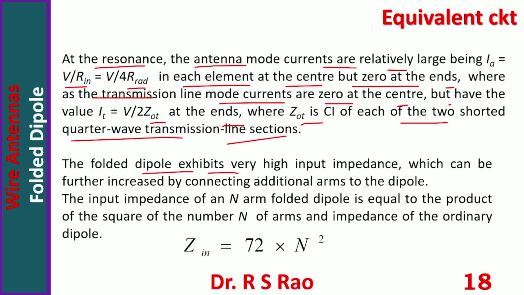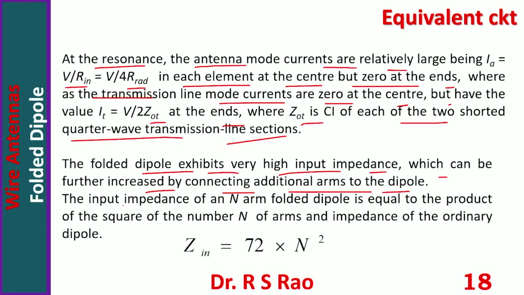The folded dipole exhibits very high input impedance, which can be further increased by connecting additional arms to the dipole. See, more high input impedance means more radiation resistance. More radiation resistance means more power in the radiation. More power in the radiation means the signal can reach far away points too. The distance between radiator and the receiving antenna can be larger and larger. Range can be more and more.